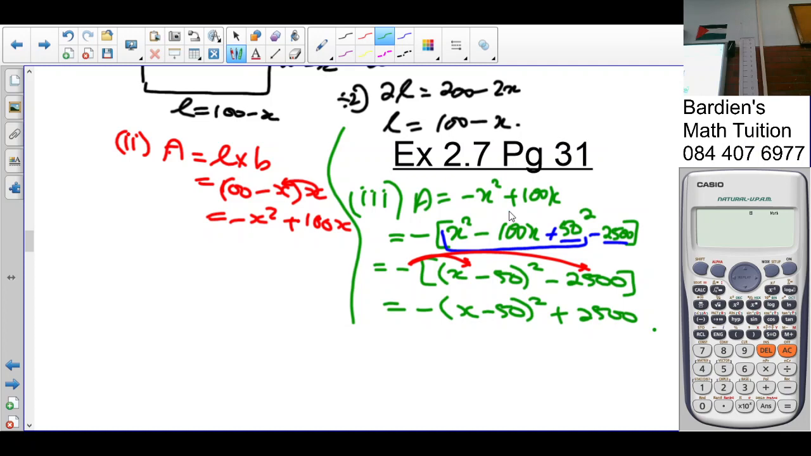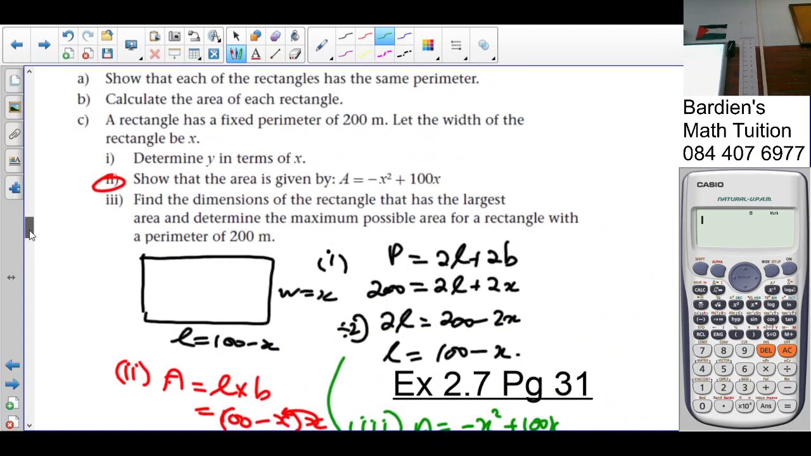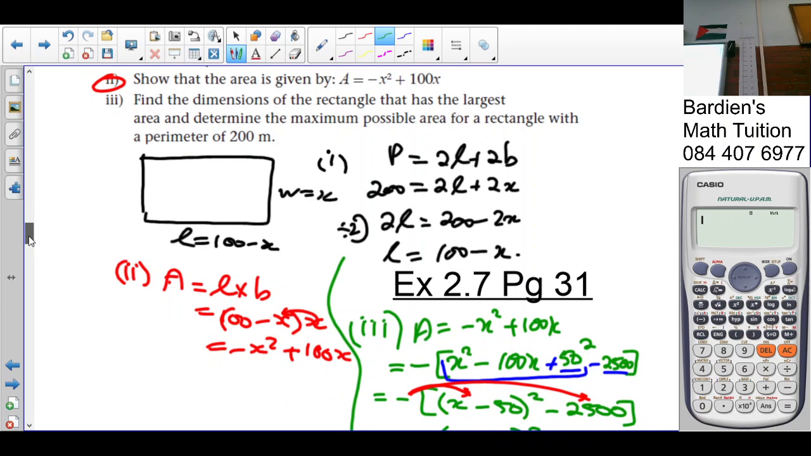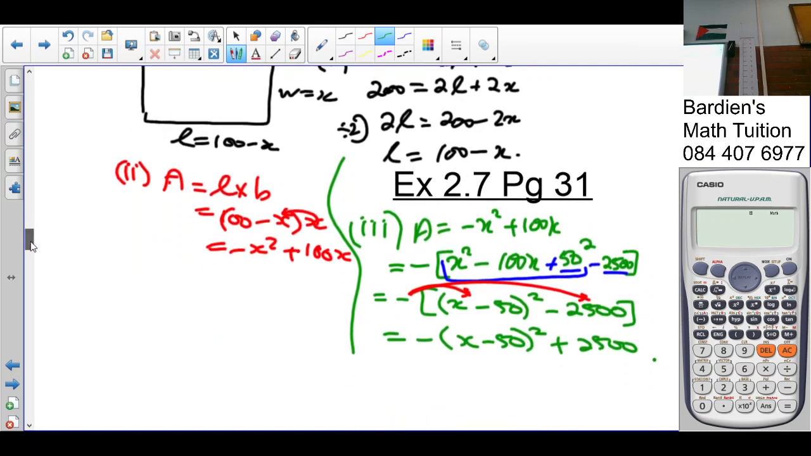But did we answer the question? No. What's the question? Find the dimensions of the rectangle that has the largest area and determine the possible area. Okay, so the maximum area is going to be 2,500. This is in meters, so meters squared. So what's my dimensions? Dimension is the width. And what's the width of this? It's just x. And the maximum occurs at what?